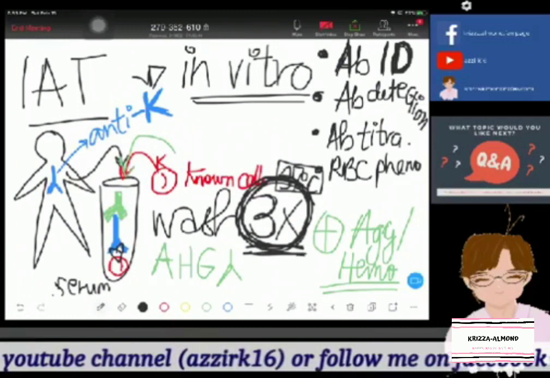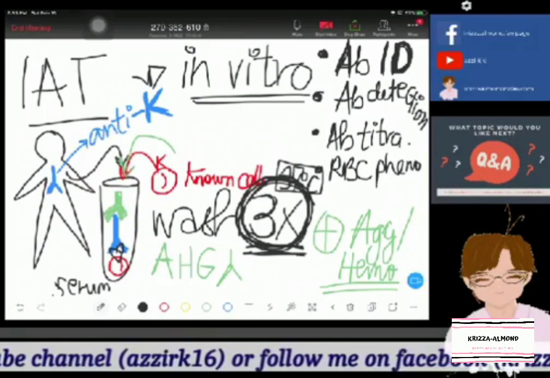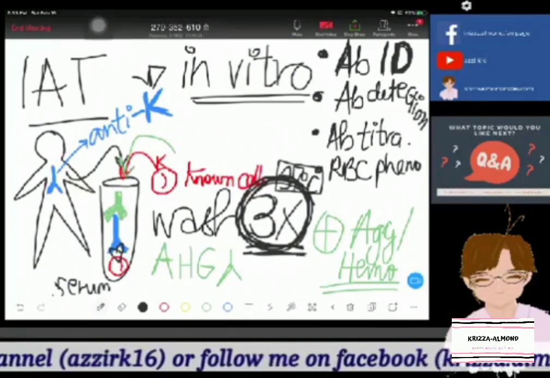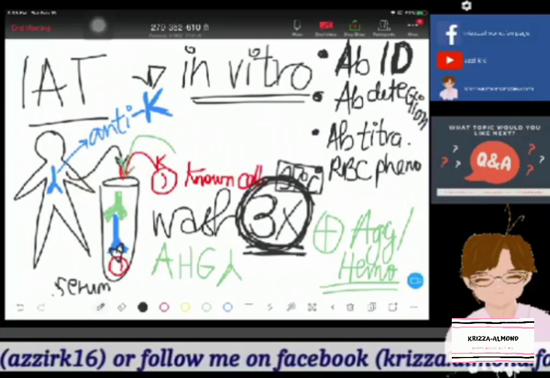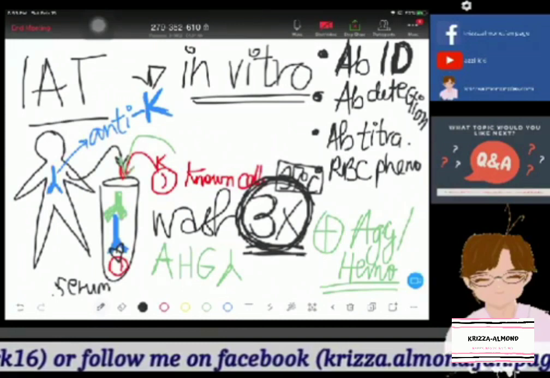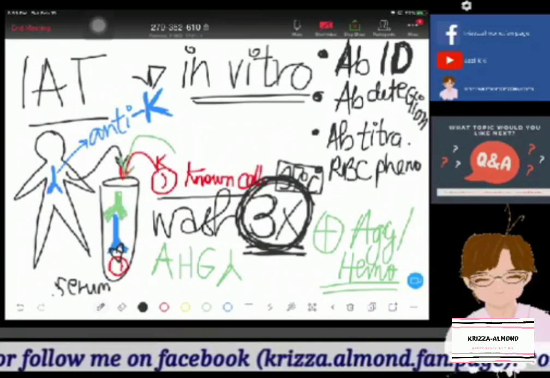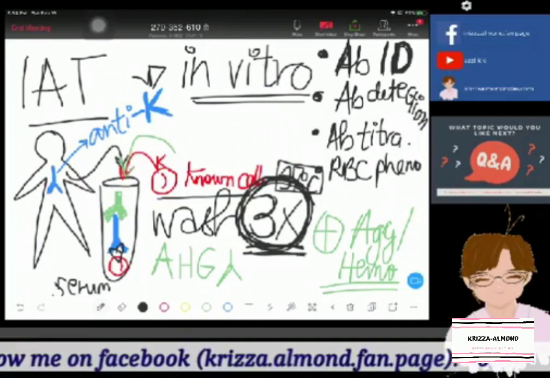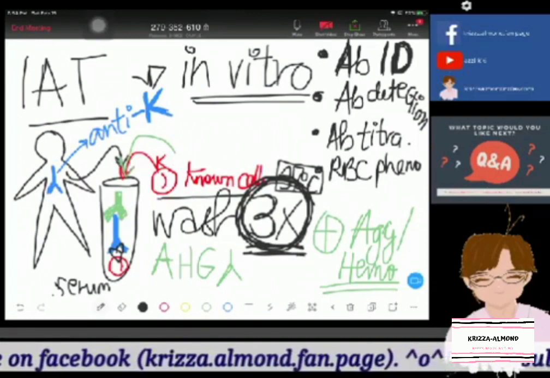Si IAT po ay ginagamit natin for in vitro sensitization. Alright? In vitro sensitization. And that in vitro sensitization refers to binding of antibody and red blood cells inside the test tube. Okay, so we usually get specimen from the patient using his or her serum para makita natin kung may antibody ba na present. And then we add known red blood cells, that's our reagent red cells. If they are specific to each other, they will bind inside the tube. Okay, and that binding will not result to agglutination first.